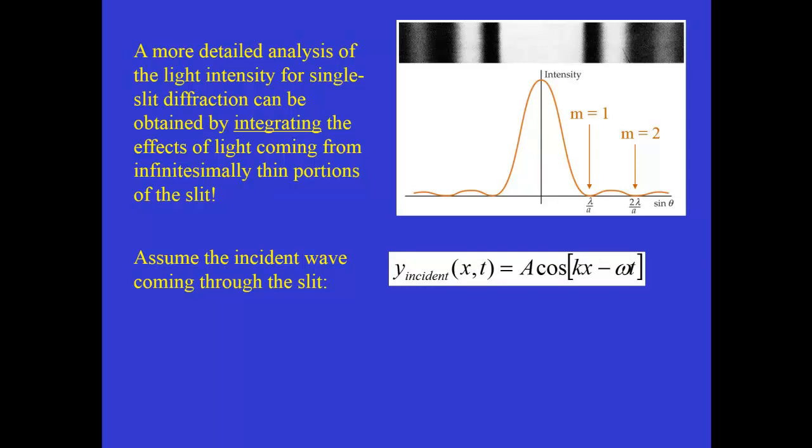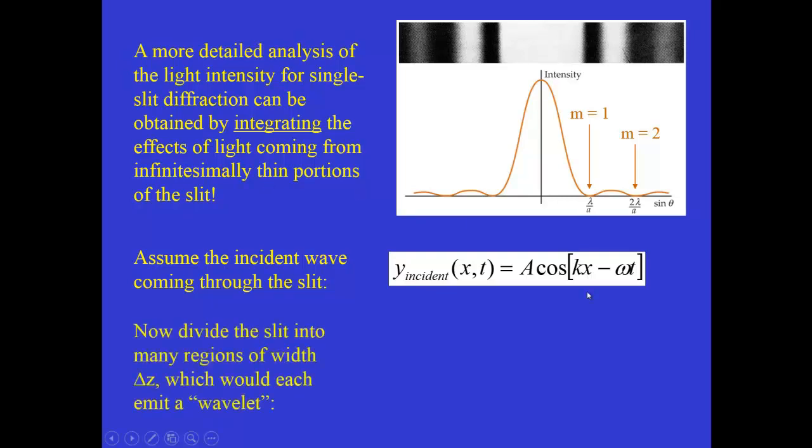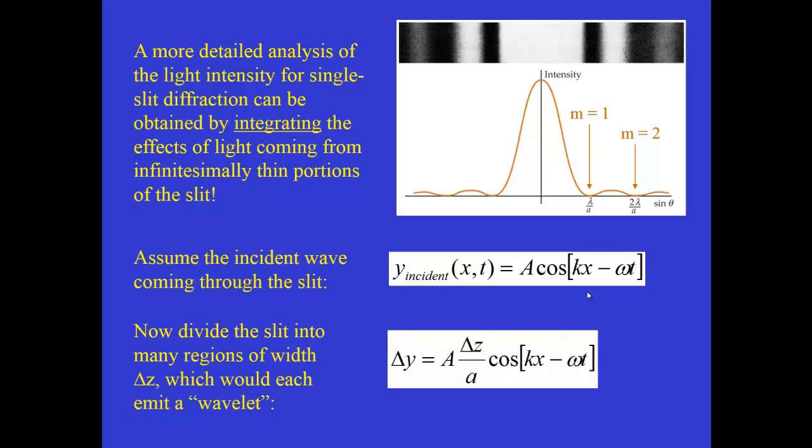So here's an expression for the incident wave coming through the slit. It's got the familiar form with amplitude A and then the familiar cosine (kx minus omega t) term, where x is the distance that the wave travels to get from the slit to the screen. Now, when we divide the slit up into many regions, we'll call each one a width delta z. And so from each one of those little regions, a tiny wave, we can call it a wavelet, is emitted.